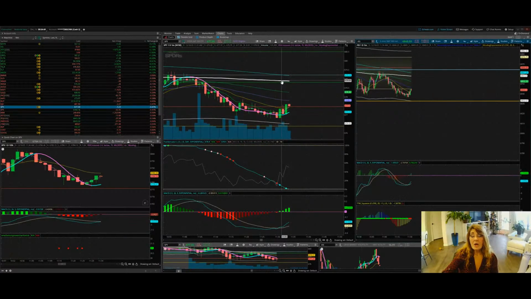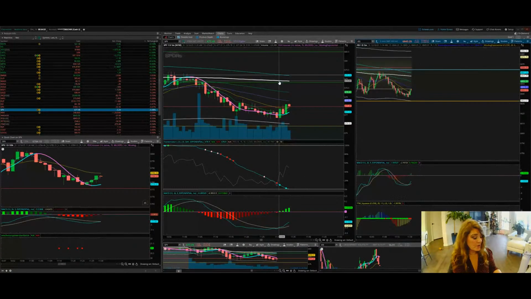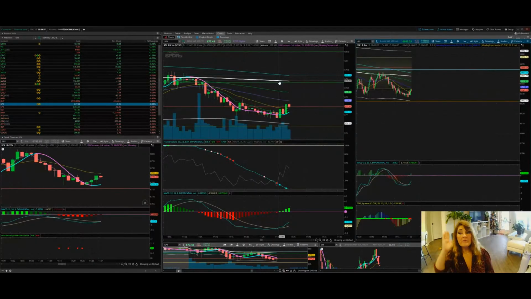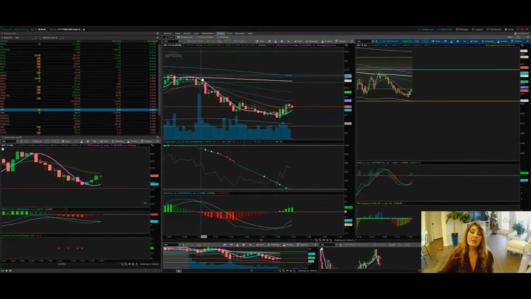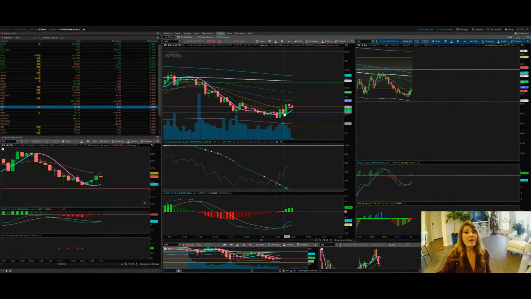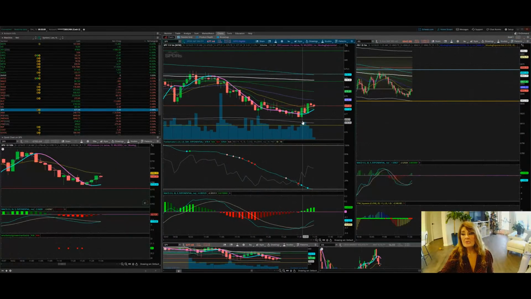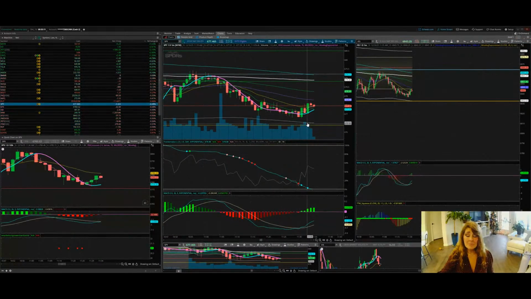We are still under the VWAP. So one of my rules, especially for new traders, is calls above the VWAP, puts below. So this white line is our VWAP, the volume weighted average price. When we are trading below that, be careful with calls. Be careful. If you're a new trader, just don't do it. Trust me, it'll save you.